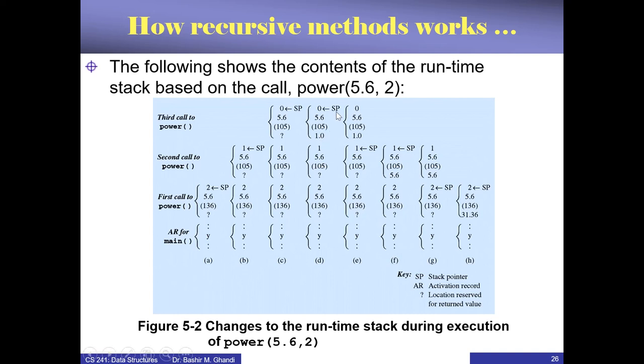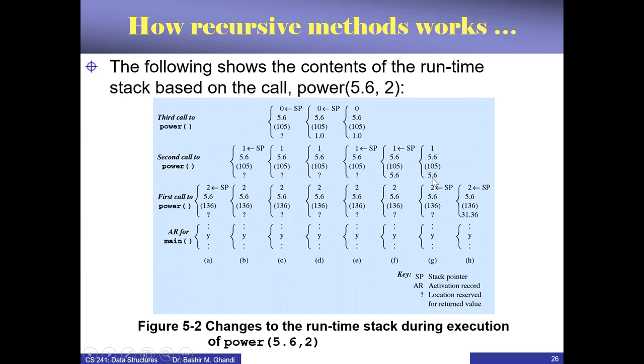At that point, this activation record is going to be deleted, and the stack pointer will move to the one for the second call to power, sending this value one as the result. So now it can compute the return value at that point. It's going to be one times x, where x is 5.6, so you're going to have 5.6. That will complete that call.